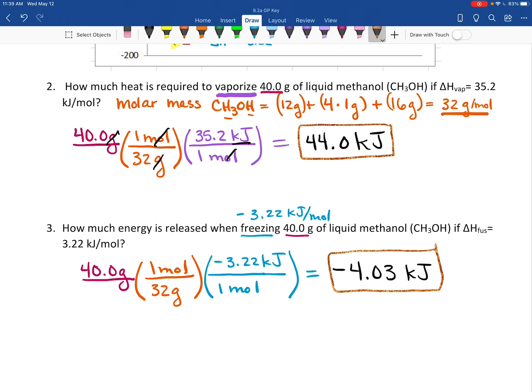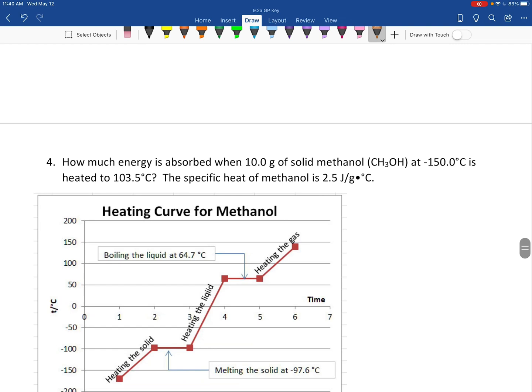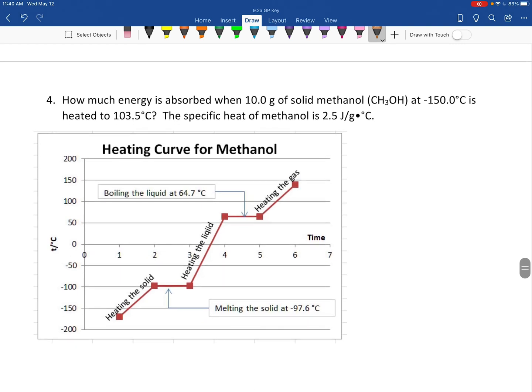Some of them are either going to stay intact, or we're just having to increase the number of them depending upon which way we are going. Keep that in mind. All right, I threw this heating curve down here again just to keep us thinking about what's going on, and we are asked how much energy, so this is going to be total energy, is absorbed when we take 10 grams of solid methanol at negative 150 degrees Celsius and we heat it to 103.5 degrees Celsius. And we're given a specific heat as well.